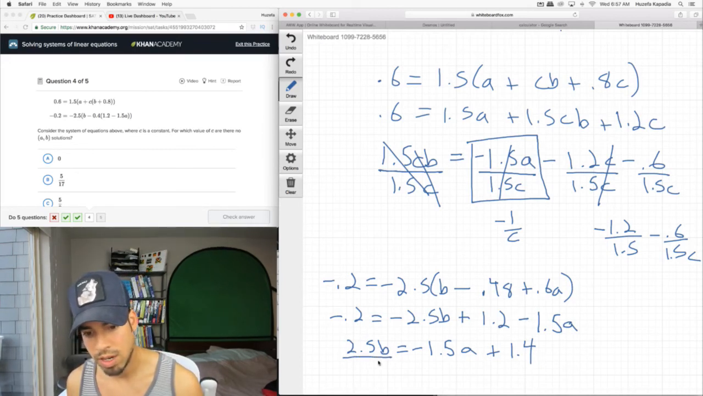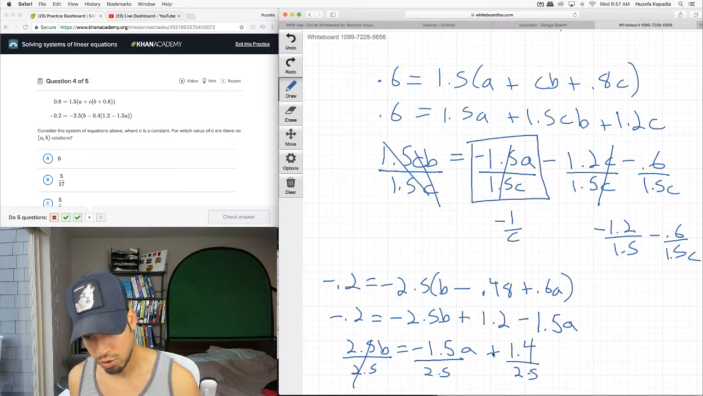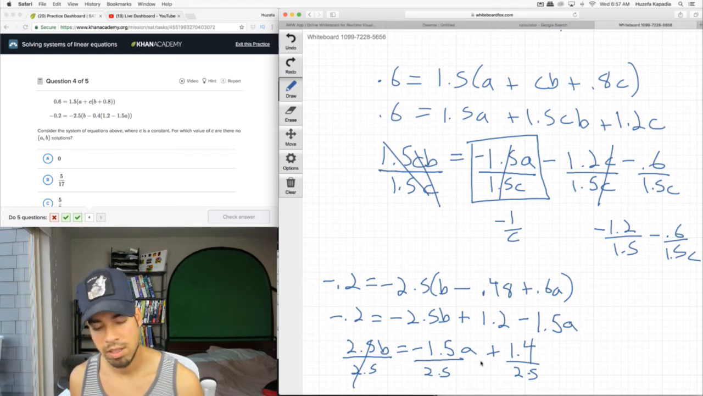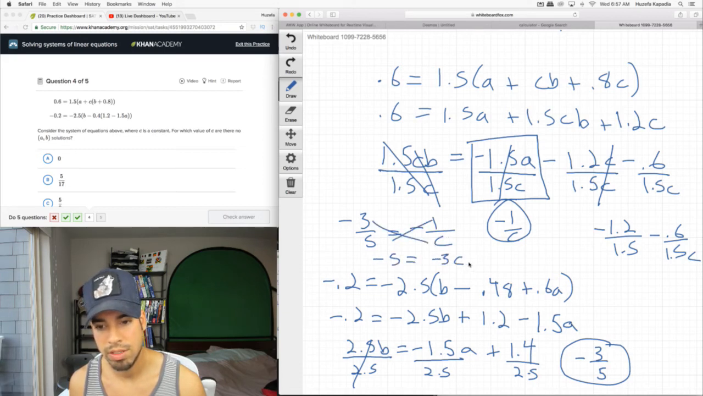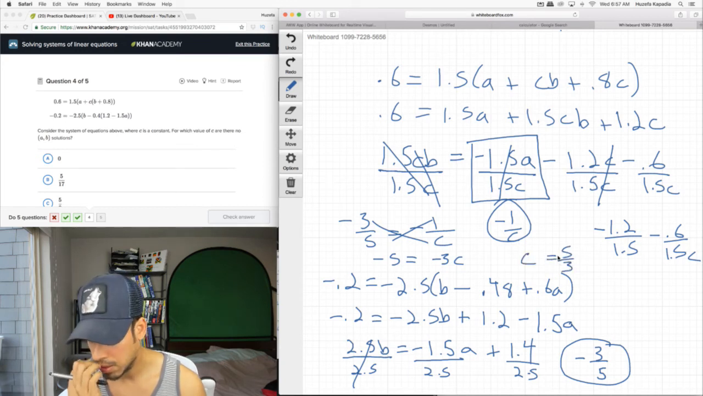And then last, we've got to divide both sides by 2.5. All right, so my slope here is 1.5 over 2.5, I think it's 3/5. So it's negative 3/5 is my slope here. So let's just first say negative 3/5 has to equal negative 1 over c. We're going to cross multiply again. Negative 5 equals negative 3c. c equals 5/3.